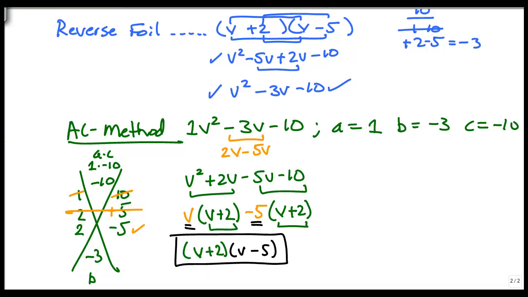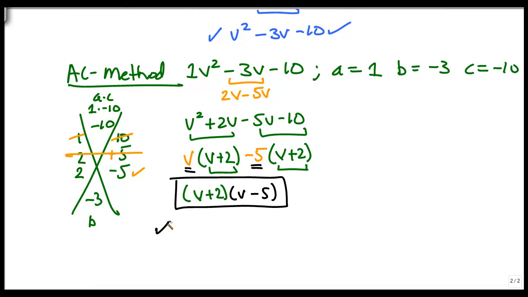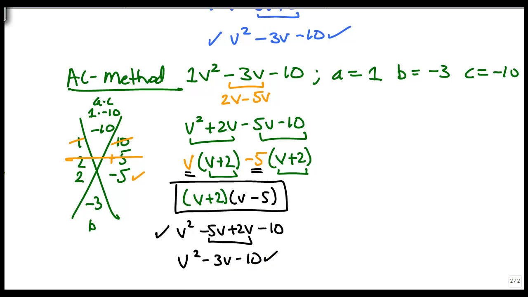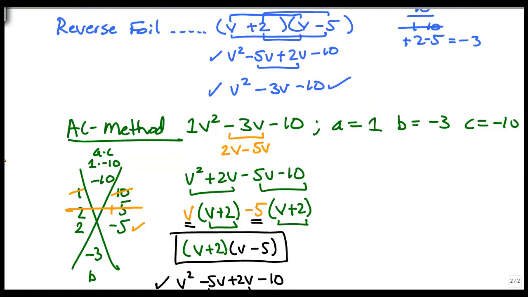Now again, you can check this very, very easily. Just go ahead and FOIL it out. V times v is v squared, minus 5v. Those are my outside. My inside is plus 2v. And then my lasts would be 2 times negative 5, which is negative 10. And then group these together. And it checks. And also this is the same as the form that I had up here, v plus 2 times v minus 5.